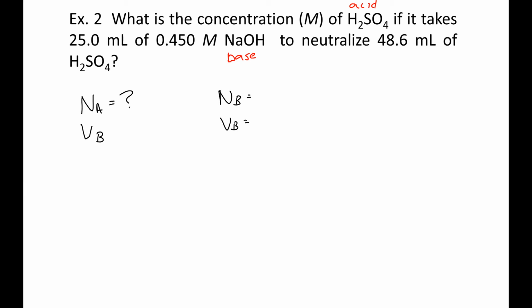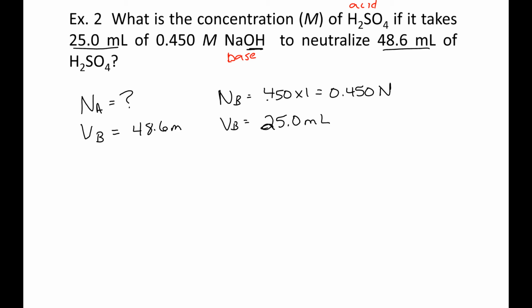So our base is 0.40 normal. Now we have 1 OH here, so I'm not going to even multiply it because I don't need to, because 0.40 times 1 is 0.40 normal. And then, of course, the 25 milliliters is attached to that. So 25.0 milliliters, and this is the H2SO4, so 48.6 milliliters.